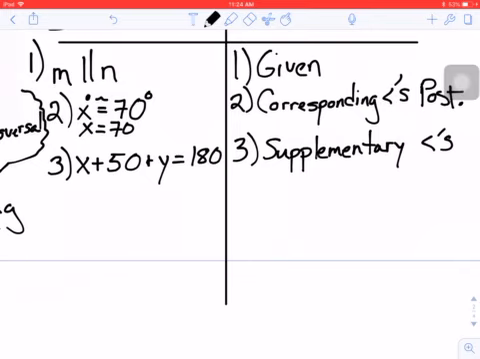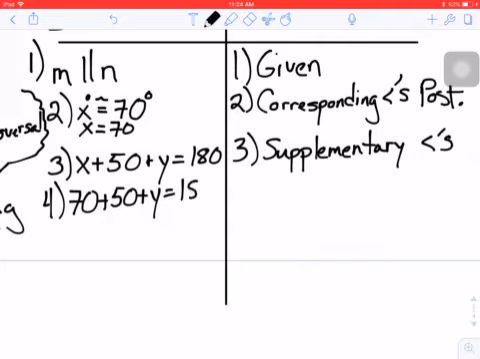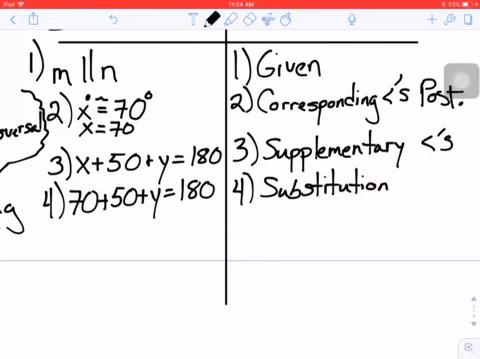All right, so we've got that now. So let's start seeing what we can do. Now I know that x is 70 because of the corresponding angles postulate. So wherever I see x, I should be able to write 70. Okay, and say 70 plus 50 plus y equals 180. Now, what did I do there? I substituted 70 in for x. So the reason for this, and this isn't one we haven't used yet, but we are now, is because of the substitution property of equality. It was on your list, we just haven't used it yet, but now we are.